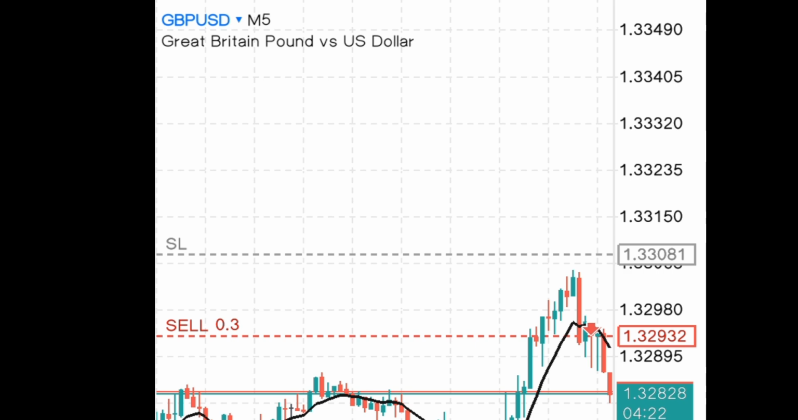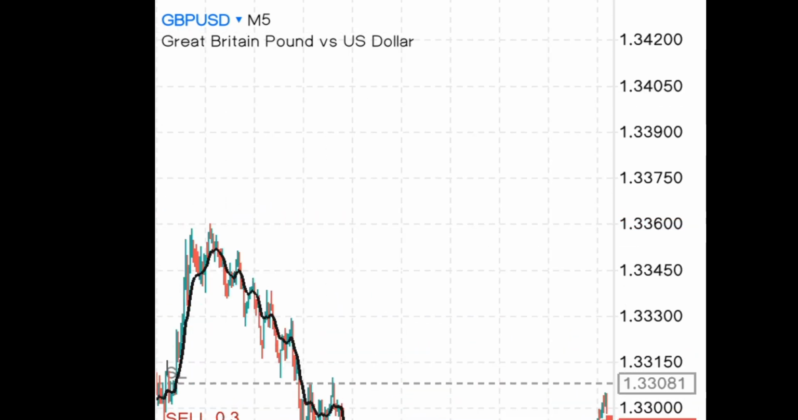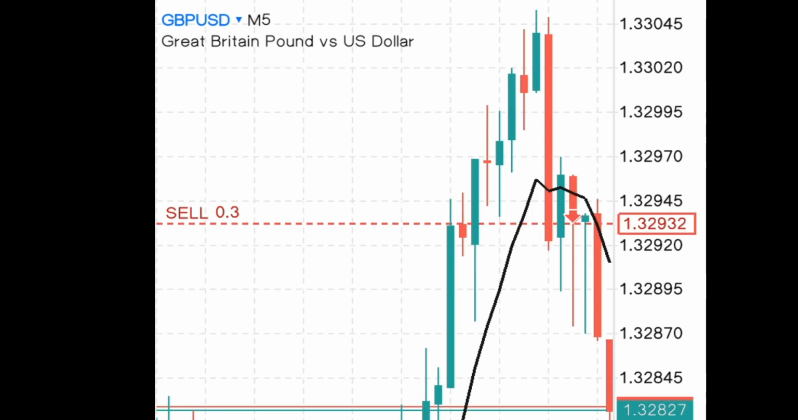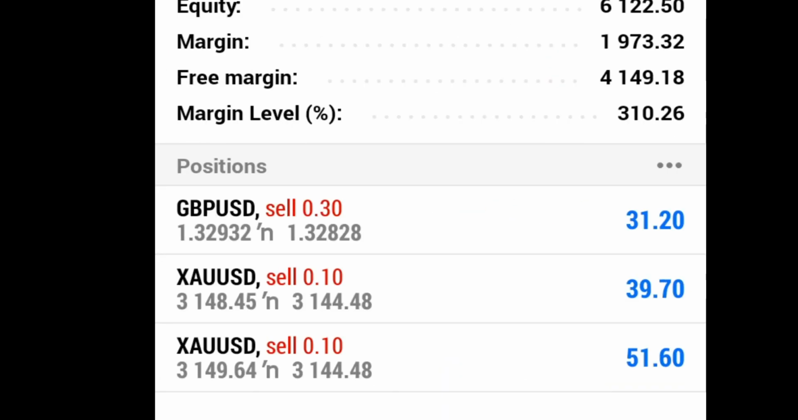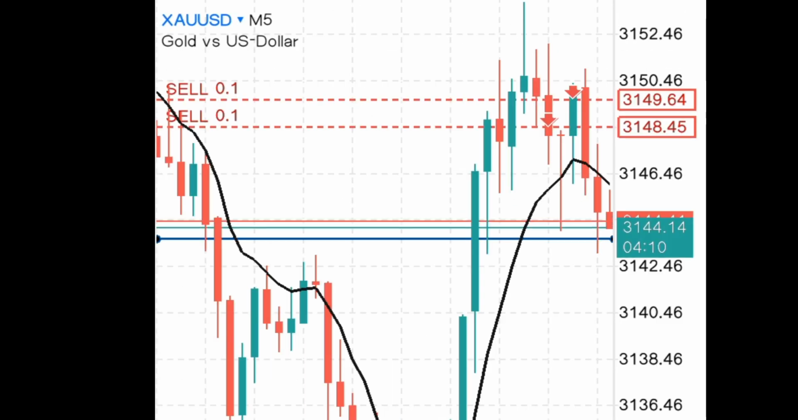Okay, so this is how far we are. This is how the system works. It's just very simple. You just need to give it time and then backtest it, and you'll be surprised at the results you're going to receive.